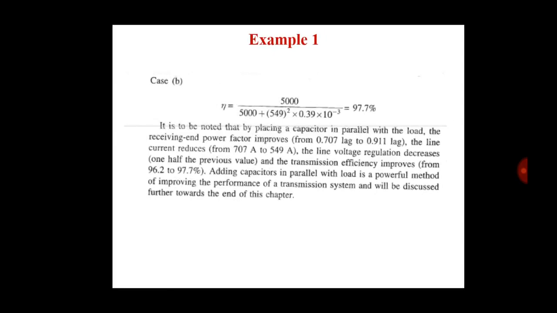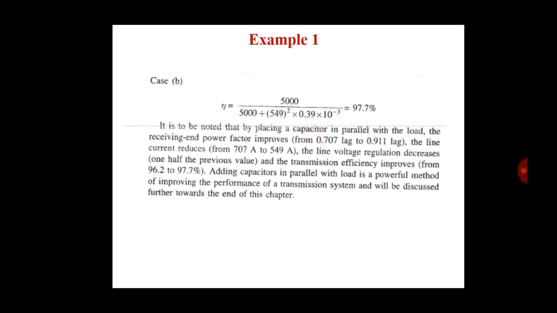And then we find the efficiency in case B, meaning 50% load. Here is the output and output plus losses. That means the value of I is 549 into 0.39 into 10 raised to minus 3, that means 97.7%.